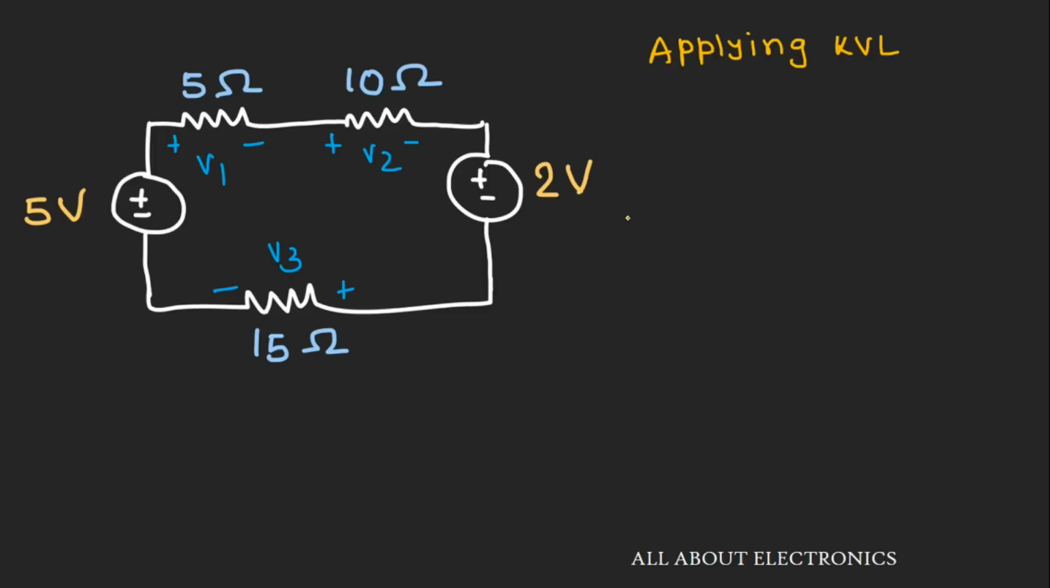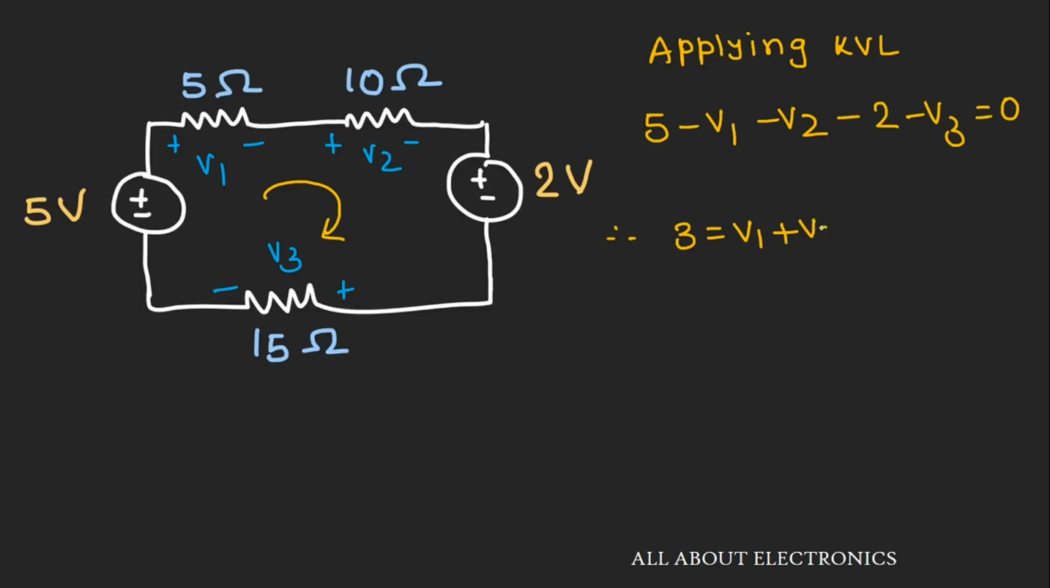Let's apply Kirchhoff's voltage law around this loop. As you can see here, apart from this 5 volt voltage source, across all other elements there is a drop in the potential. So we can write KVL as 5 minus V1 minus V2 minus 2 minus V3 is equal to 0. That means 3 is equal to V1 plus V2 plus V3. Let's say this is equation number 1.